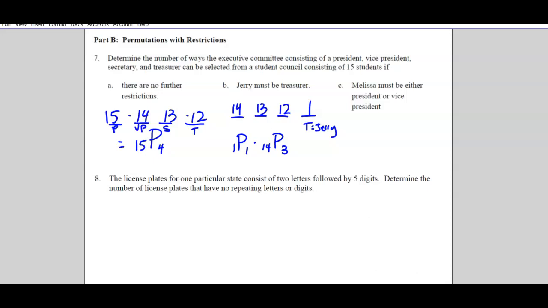Okay, Melissa must be either president or vice president. So if this is president and that's Melissa, then there's 1. And then again, like Jerry, 14, 13, 12. Now, then it's VP. Okay, and then it's 14, 13, 12. So really, it's 2 times 14 P3.